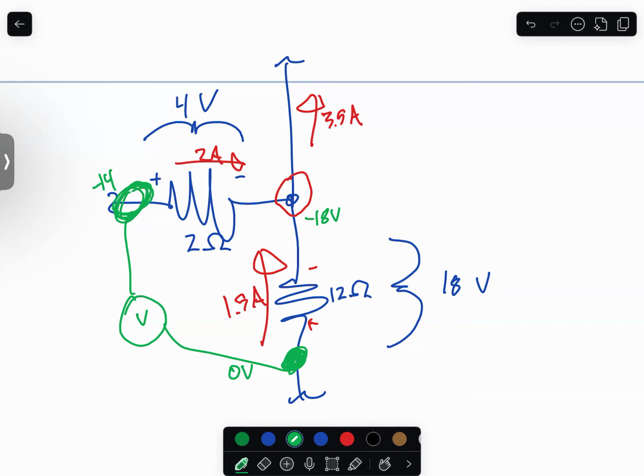Look at the directionality of the voltages. So if I hooked a voltmeter up like this with the red lead this way and the black lead this way, it would say negative 14.